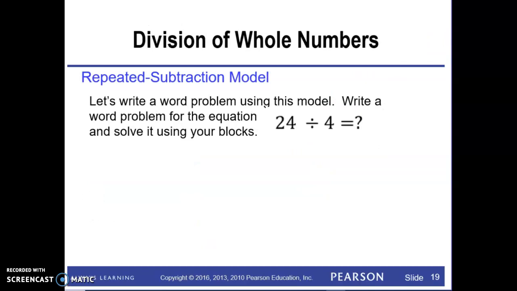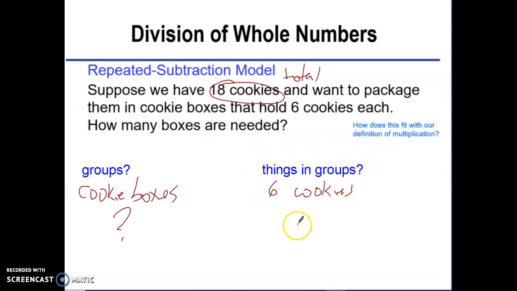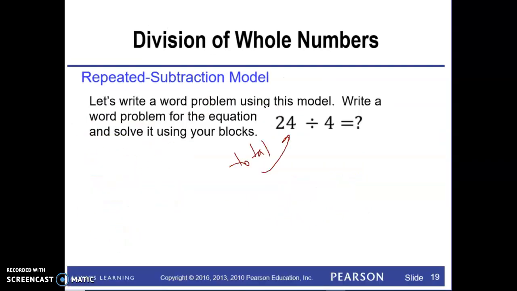Okay, so let's see what you guys can do. Write for me a word problem for 24 divided by 4 equals something. Again, the 24 is going to be your total. That's no different than what you did last time. But this time, I know the things in the groups, and I'm looking for how many groups. So 4 is going to represent the things in the groups. And what I'm looking for, the question there, is the number of groups.